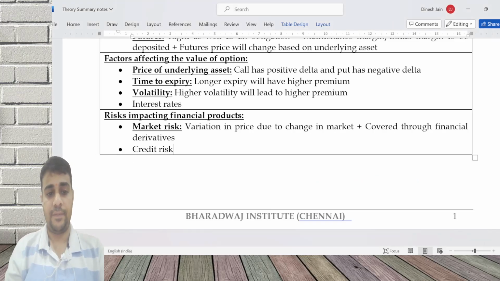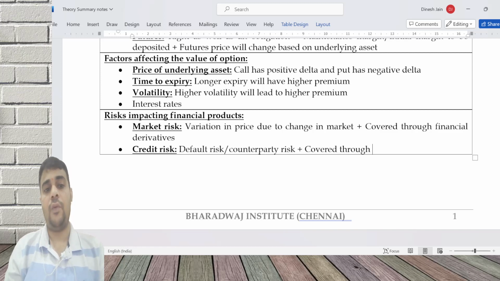Credit risk: default risk or counterparty risk, covered through credit derivatives.